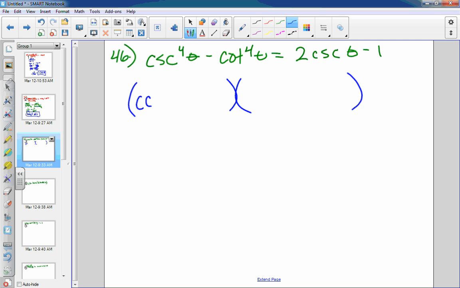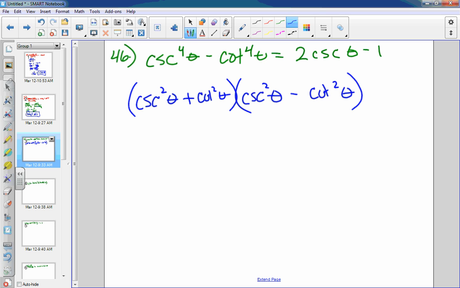This is cosecant squared in the first position. This is cosecant squared in the first position in the second parenthesis. What do my signs have to be? They have to be opposite. One's plus and one's minus. Cotangent of the fourth is cotangent squared of theta times cotangent squared of theta. Agree?